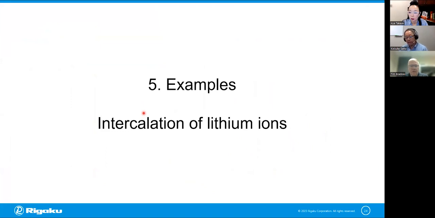All right, I'm curious if we received any questions, Tim? Yes, we have a question. Is 2 hours a typical length of charging and discharging for a battery experiment?